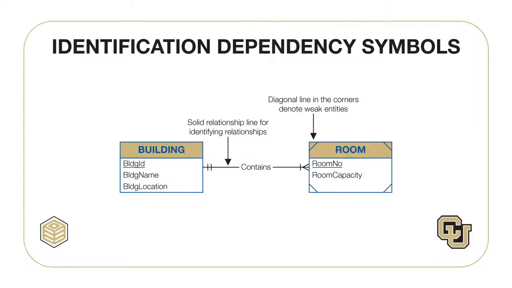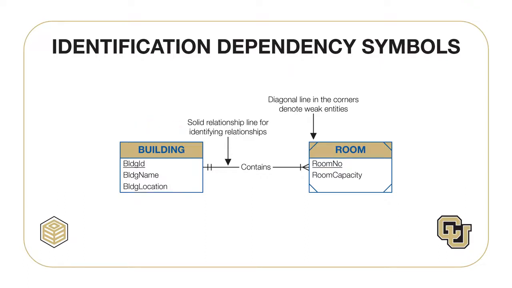Identification dependency occurs because some entities are closely associated with other entities. For example, a room does not have an identity separate from its building because a room is physically contained in a building. You can reference a room only by providing its associated building identifier. In the ERD for buildings and rooms, the room entity type is identification dependent on the building entity type in the contains relationship. A solid relationship line indicates an identifying relationship.